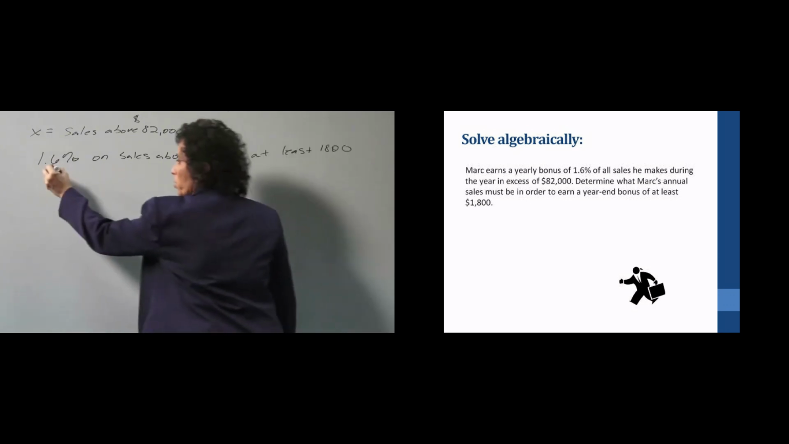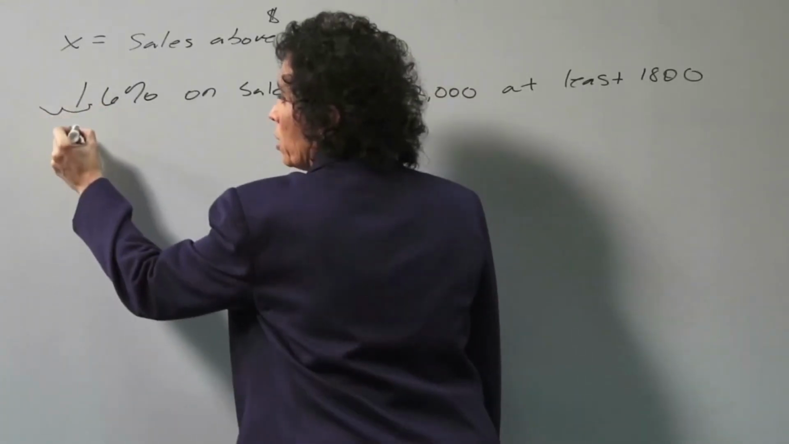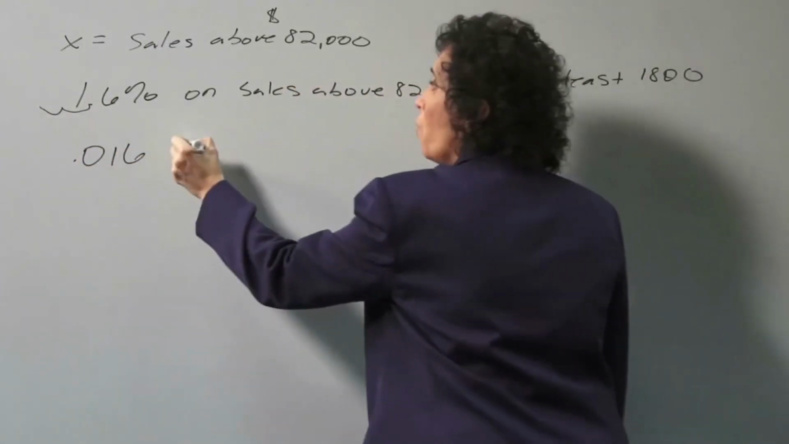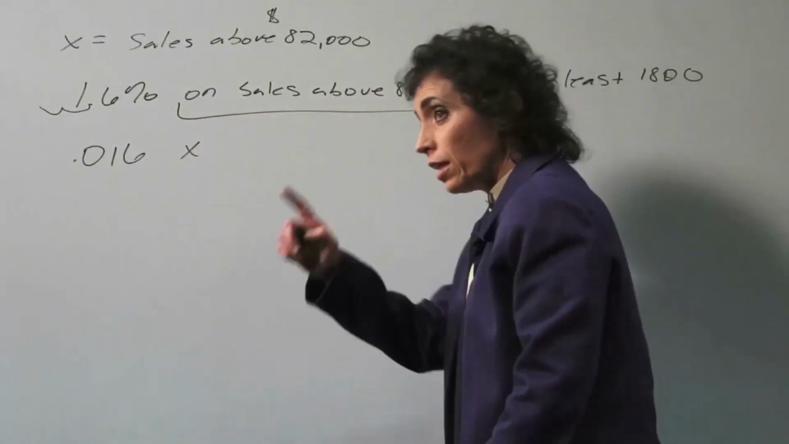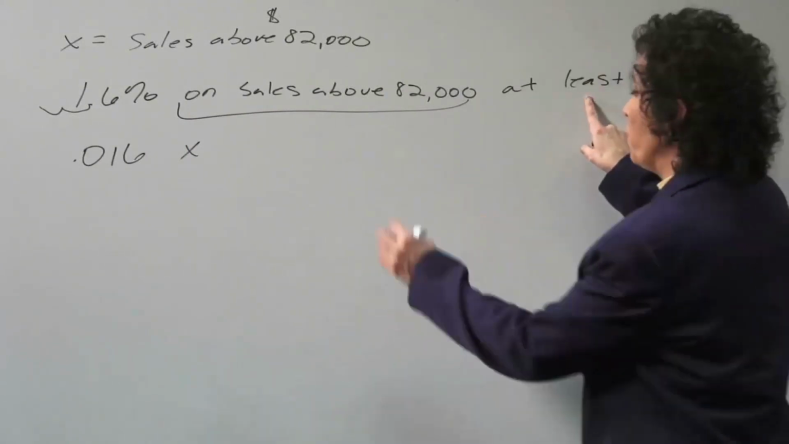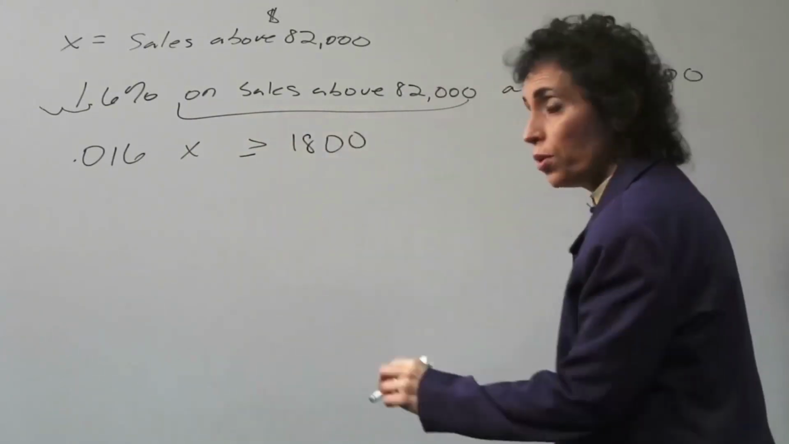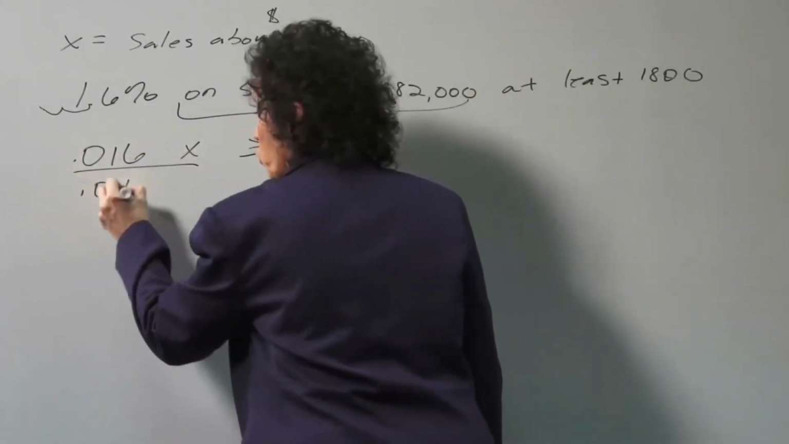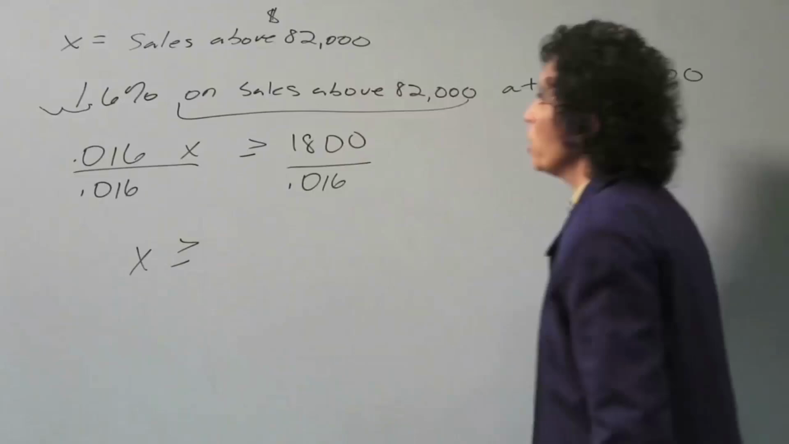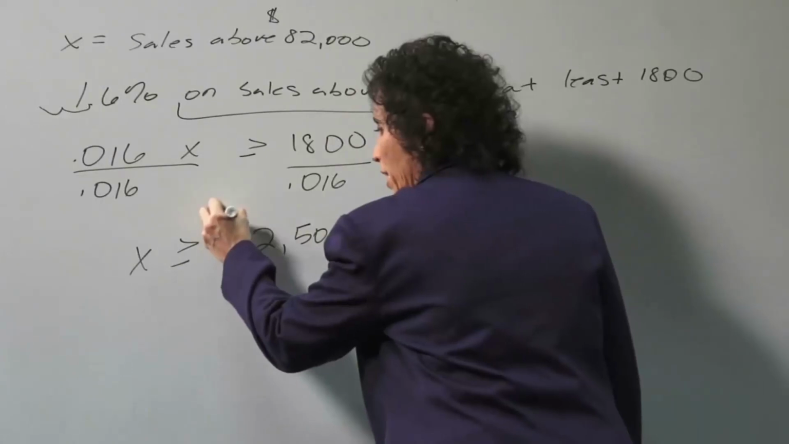So 1.6%, we have to change that to a decimal. Remember, D to P, we have to move it 2 places to the left. So that's 0.016 on sales above 82,000. We're going to call that x. Now, that's going to be interesting when we're done, because that's not going to be our answer. We'll talk about that. And you want that to be at least 1,800. So now all we do is divide by 0.016, and I know by now you know how to divide by a decimal. So x comes out to be greater than or equal to $112,500. Think about what that is.